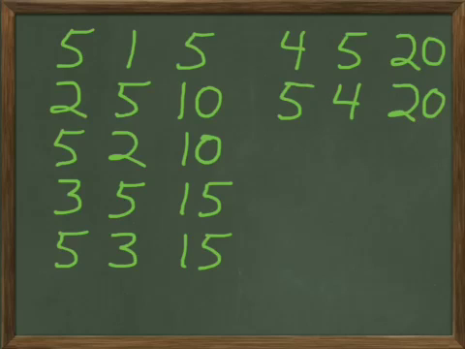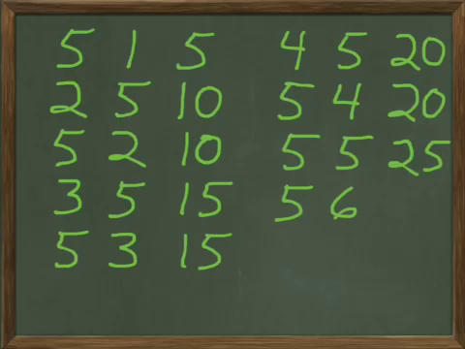Alrighty. How about 4 times 6? I'm sorry, I mean 5 times 6. Let's see, oh, we skipped one. Let me just go back here to 5 times 5. We have to do that. How many is 5 times 5? 5 times 5 is 25. Okay, now we can do 5 times 6. How many is 5 times 6? 5 times 6 is 30. And 6 times 5 is also 30.